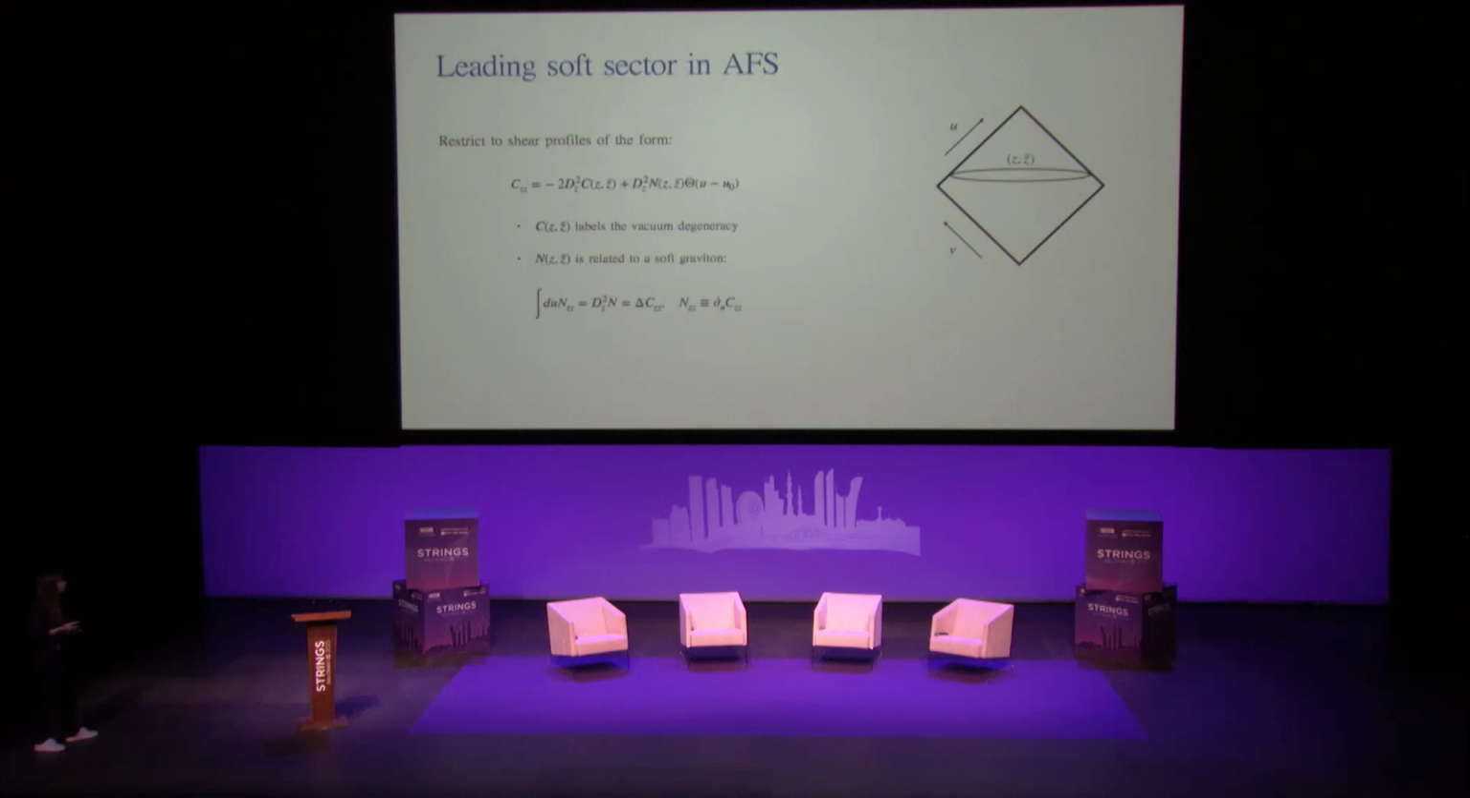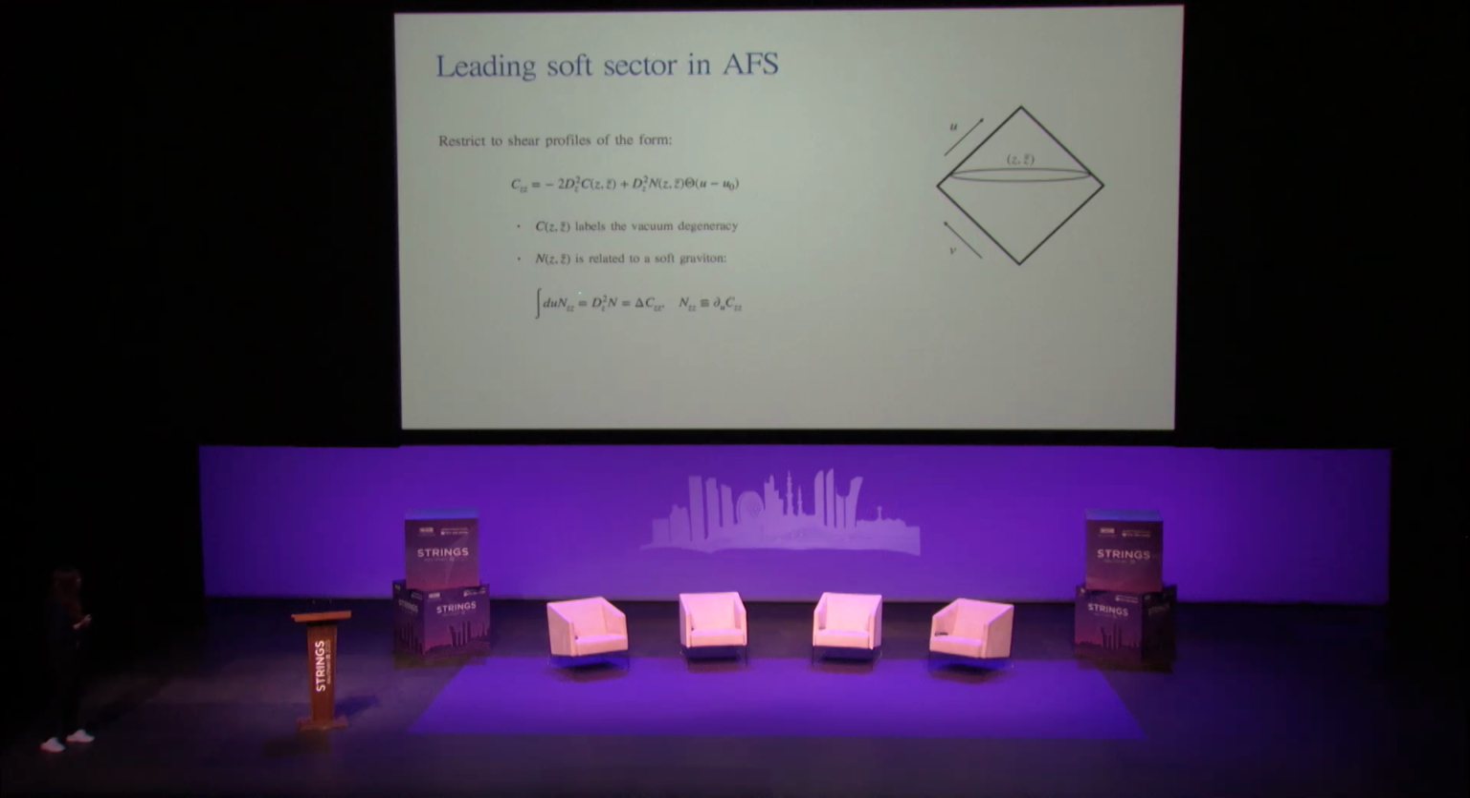So these solutions were quite general. Now I'm going to restrict to the simplest kind of solutions that one can write down, which are given by shears that take the following form. They have two components. One of them is this function C_zz, and you can think of this first term as the zero mode of the shear. It has been shown in previous works that it labels the vacuum degeneracy that one can have in asymptotically flat spacetimes. Then I'm going to introduce a minimal kind of time dependence, represented by this function n multiplied by this step function in u. This is really related to the presence of soft gravitons at infinity.